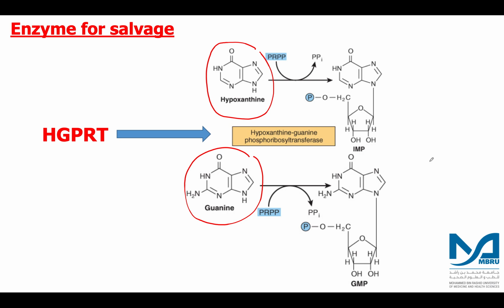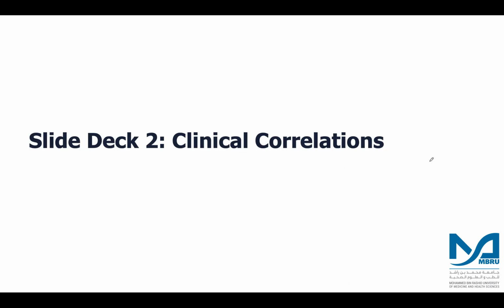So if you are able to understand these broader concepts associated with the metabolism of purines, I believe this will be enough for your assessment as well as for your understanding of the problems associated with uric acid metabolism. And therefore, what we will now do is to proceed to slide deck 2, where we will talk about clinical correlations which are more important for your purpose.